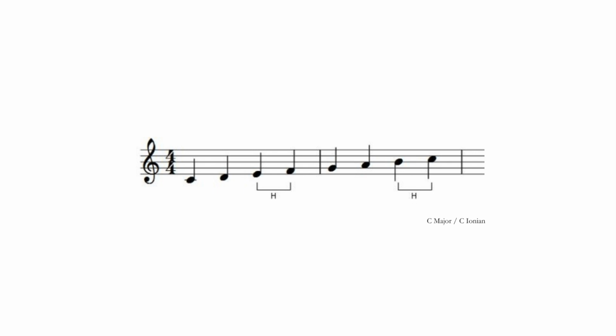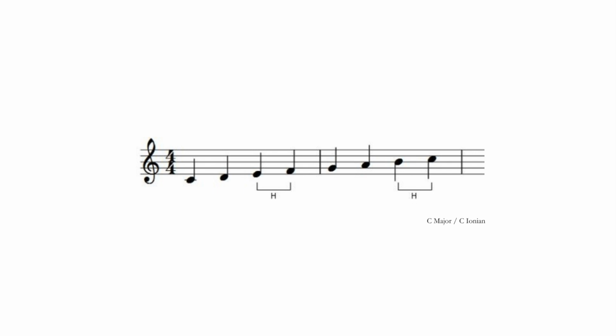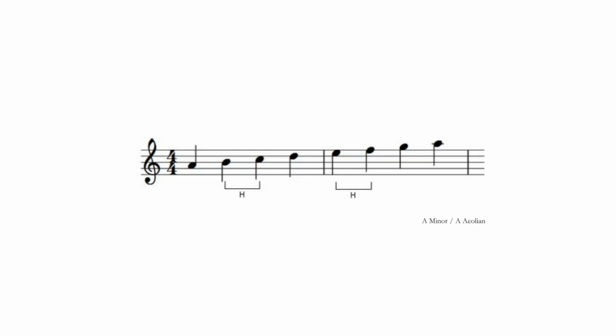Modes in music theory is another name for a specific type of scale. There are 7 different modes: Ionian, Dorian, Phrygian, Lydian, Mixolydian, Aeolian, and Locrian. 2 of which you are probably familiar with already, the major and minor scale. The major scale is another name for the Ionian mode, and the minor scale is another name for the Aeolian mode.